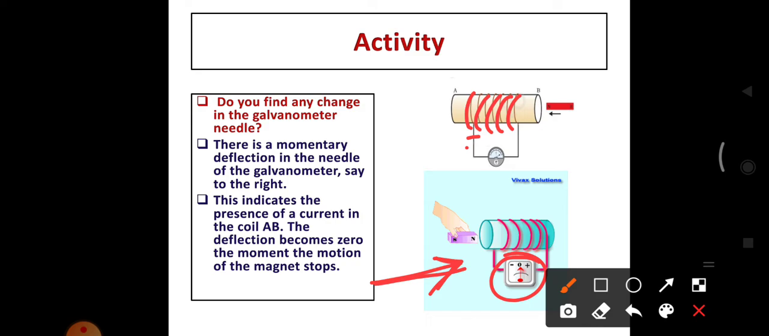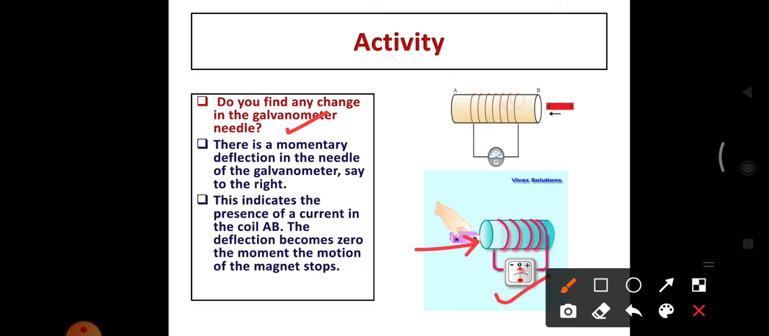So this type of current is called induced current. The current is induced. Do you find any change in the galvanometer needle? Yes. When I move the magnet towards the coil, the galvanometer shows some deflection. There is a momentary deflection in the needle of the galvanometer, say to the right.